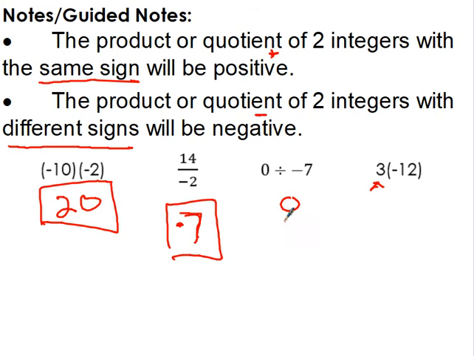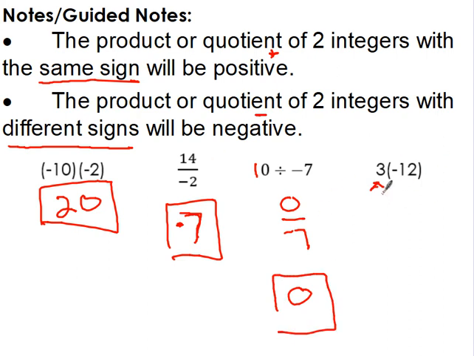0 divided by negative 7. Whenever I have 0 divided by anything, it's always 0. Now, if I have 0 divided by a negative number, does that mean it's negative 0? Well, we don't have negative 0. It doesn't exist. It's just 0. But if this was 10 divided by negative 7, then this would be a negative number because I'd have different signs, but it's just 0.